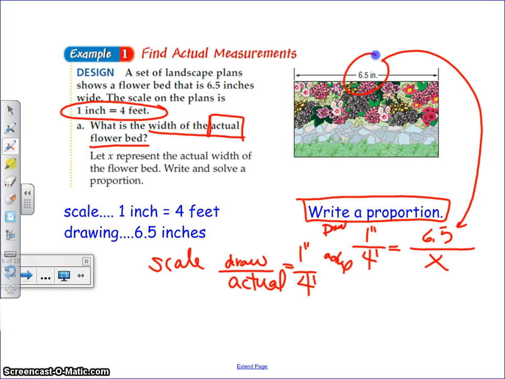All right. And then we'll solve it by cross multiplying like we learned how to do yesterday. So you're going to do 1 times x and 6.5 times 4. So 1 times x is 1x, very good. And 4 times 6.5 is 26. So x equals 26 feet. If I were to write a sentence, looks like a word problem to me, I would say something like, the actual width of the flower bed is 26 feet. If you want to repeat this, it may be worth repeating, so just go back and listen to it again if you need to.